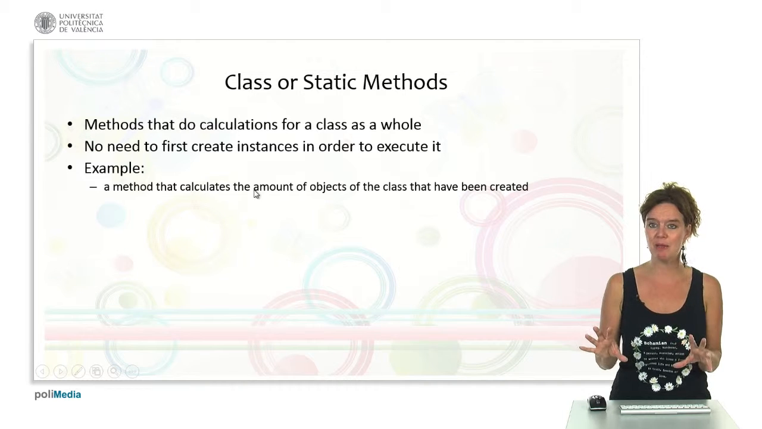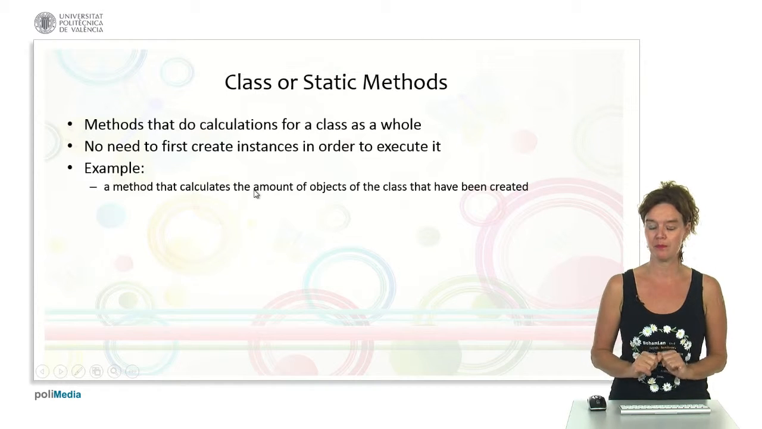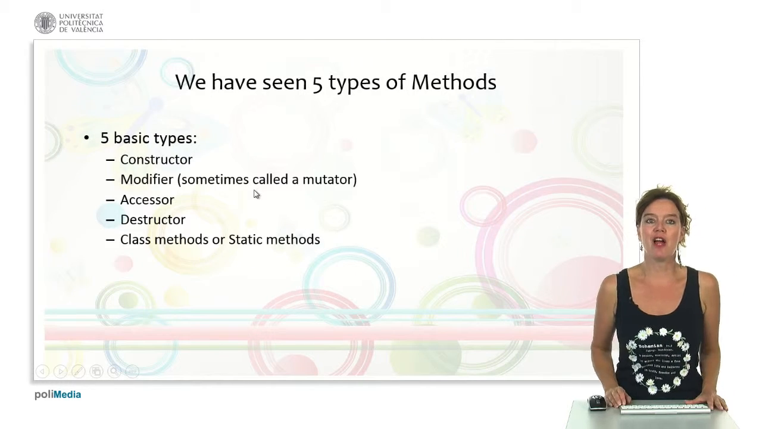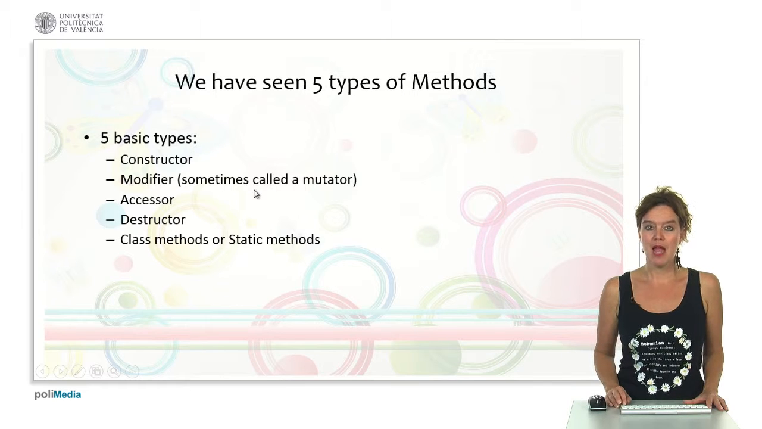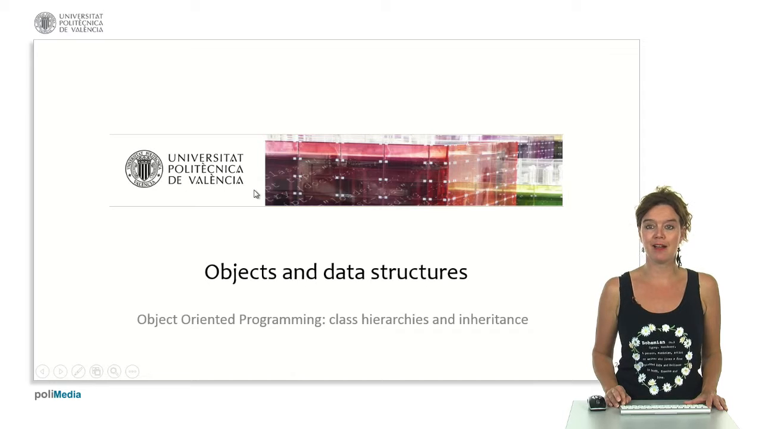So this is a class method, it's static, and we don't need to create any instances before we can call this method. So we've seen 5 types of methods. And in the next part, we're going to look more at hierarchies of classes and inheritance.